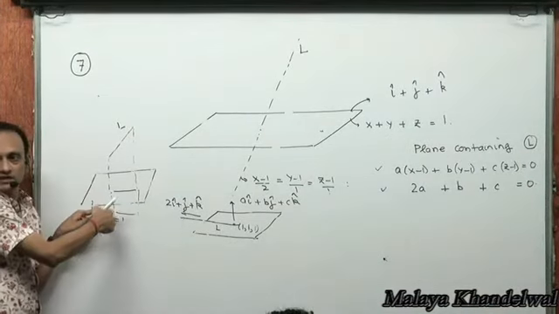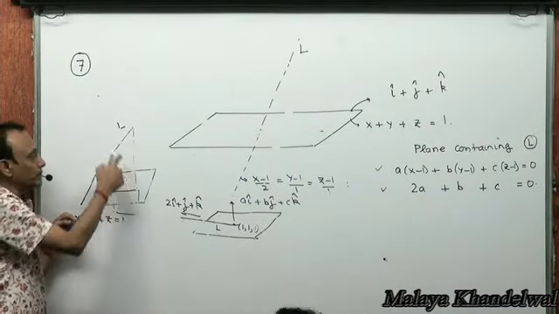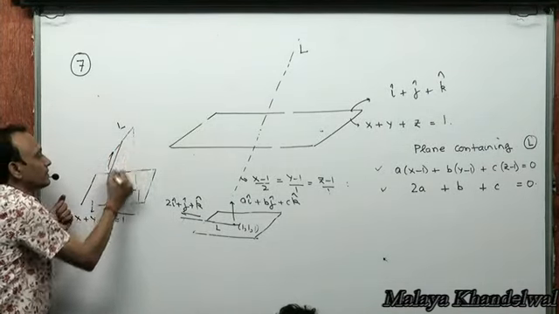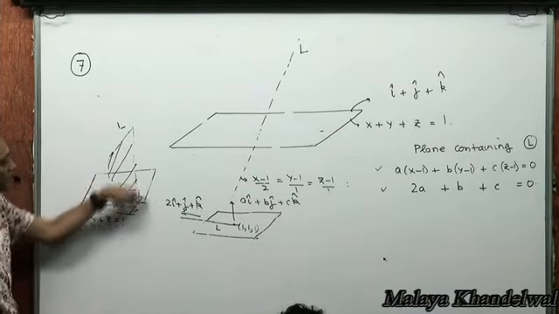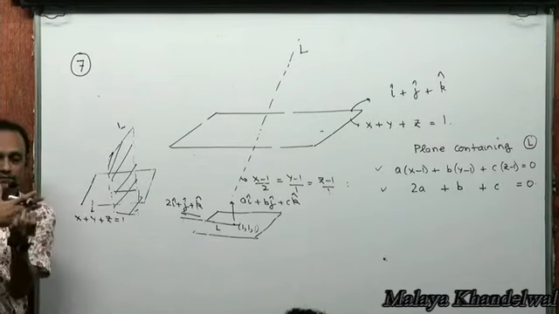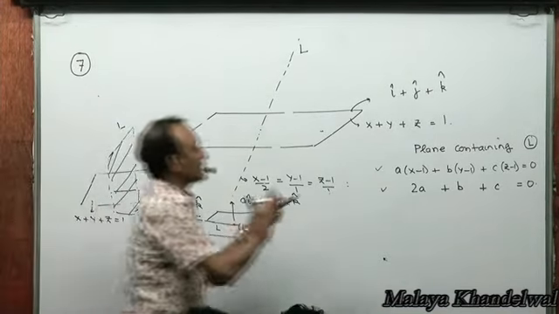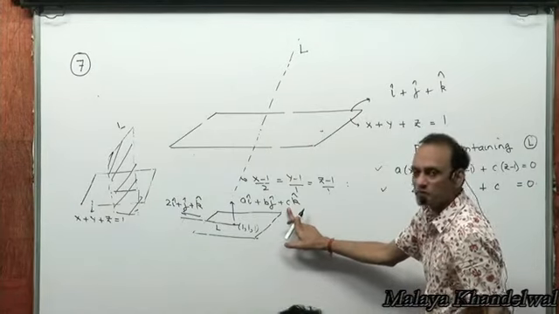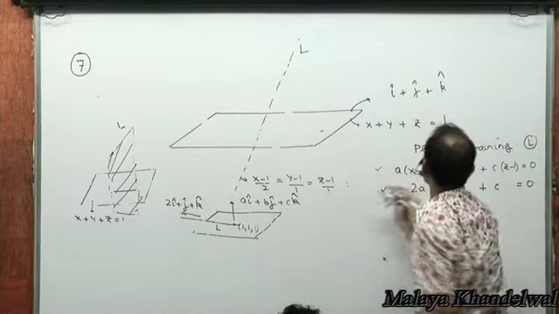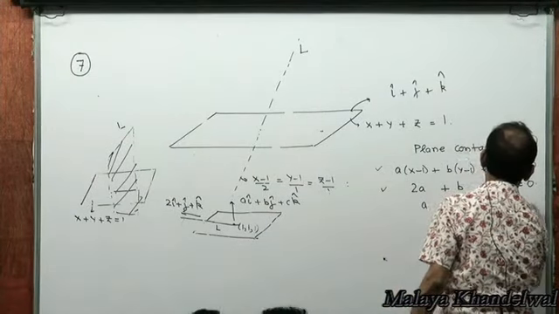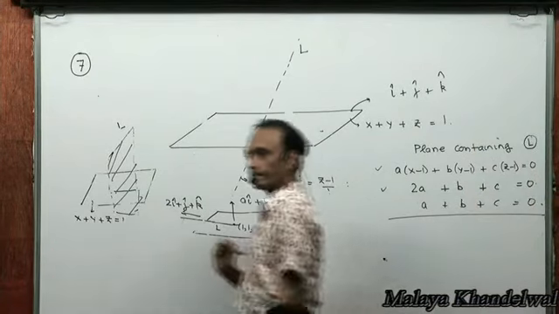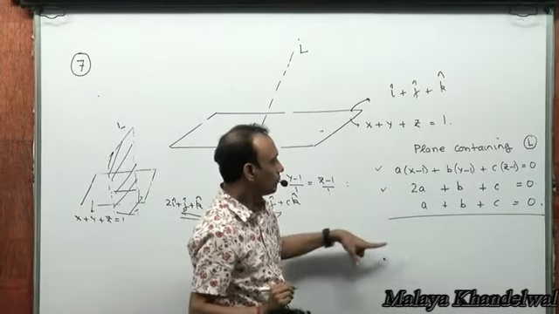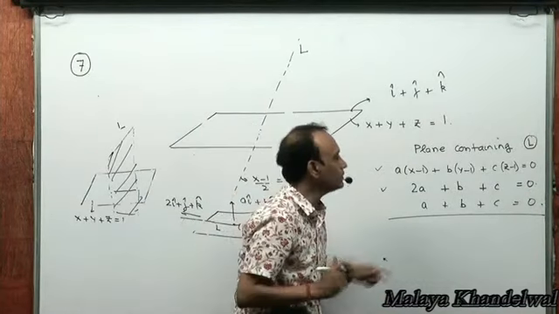This plane is x plus y plus z equal to 1. Normal to this plane is i cap plus j cap plus k cap. This is the plane that I am seeking, hitting this plane perpendicularly. This plane is intersecting this plane perpendicularly. That's this plane. That means i cap plus j cap plus k cap dot A i cap plus B j cap plus C k cap must be zero. So this dot this equal to zero means A plus B plus C must be zero. Okay. So, A is zero.